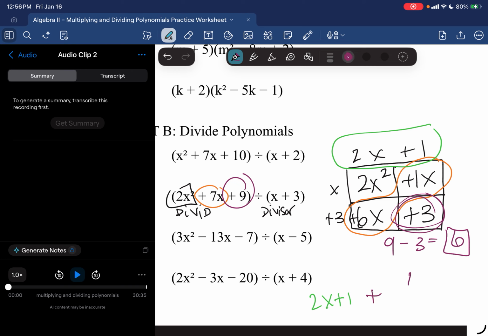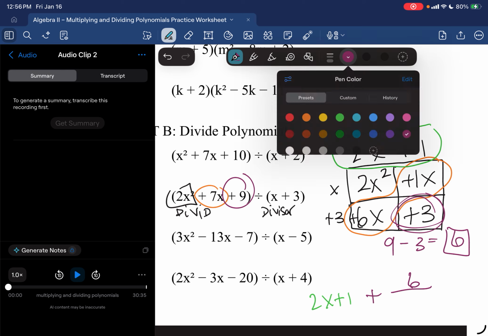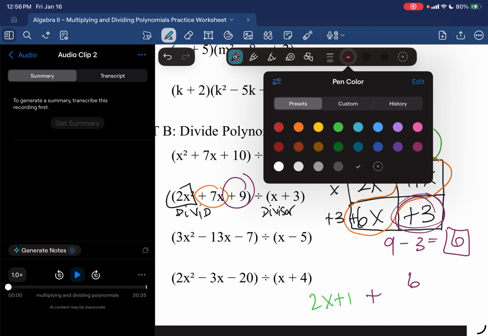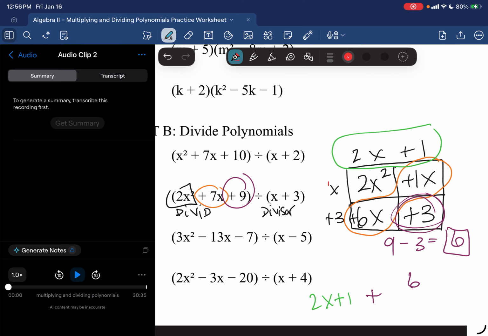Plus your remainder over your divisor. Divisor, it's x plus 3.